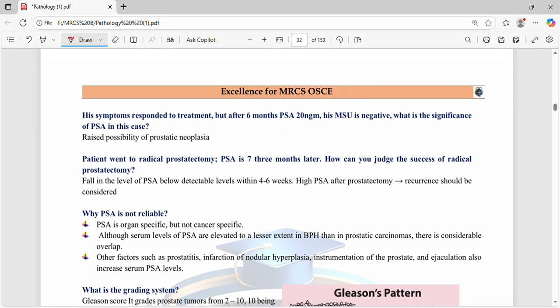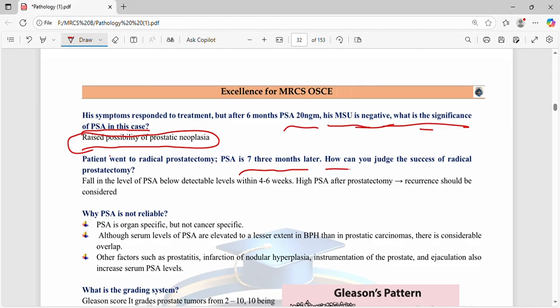His symptoms responded to treatment, but after 6 months, PSA is 20 nanogram. His midstream urine is negative. What is the significance of PSA in this case? So, it raises the possibility of prostatic neoplasia. Okay. The patient went for radical prostatectomy. PSA is 7, 3 months later. How can you judge the success of radical prostatectomy? Fall in the level of PSA below detectable levels within 4 to 6 weeks. If PSA is high after prostatectomy, recurrence should be considered.